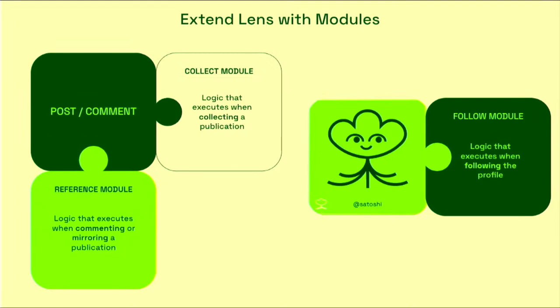And the last type of module is the collect module. This is how you monetize publications. And again, it is fully configurable to how the developer wants. So if I were to post a really great image here during my time in Mexico City, I can say, hey, I want to create an NFT out of this. I am issuing 10 of them, and they are 5 Matic each. I could also say, these are 10 of them, 1 Matic each, but you can only collect it if you already follow me. Again, all of the logic is fully configurable, and this is a really awesome place if you're a smart contract developer.